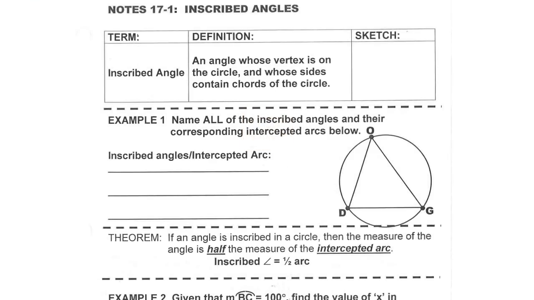Note 17.1 is starting the last chapter of the year. We're going to talk some more about chords and circles and see some angles that they make. So first we're going to talk about a new term, the inscribed angle. This is an angle whose vertex is on the circle and whose sides contain chords of the circle.